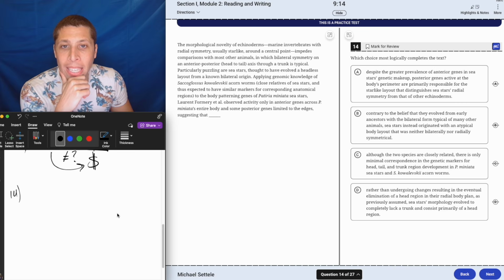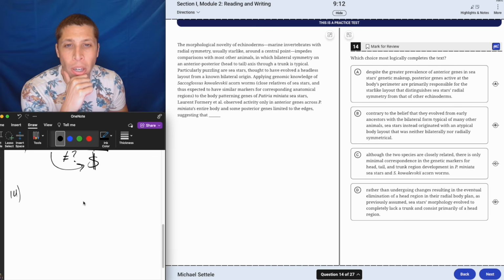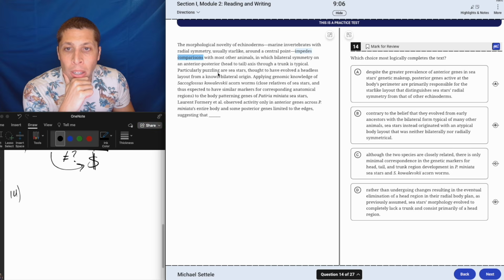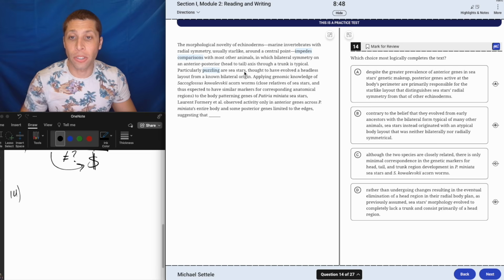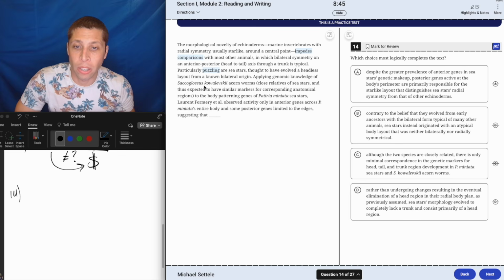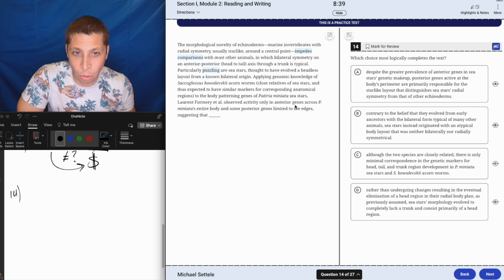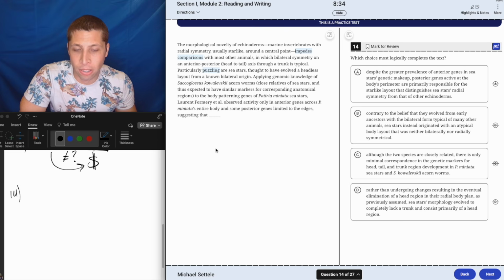Okay. Morphological novelty of echinoderms, marine invertebrates with radial symmetry, usually star-like around a central point, impedes comparisons with other animals. So impedes comparisons with most other animals in which bilateral symmetry on an anterior-posterior, head to tail axis through a trunk is typical. Particularly puzzling are sea stars, thought to have evolved a headless layout from a known bilateral origin. Applying genomic knowledge of acorn worms, close relatives of sea stars, and thus expecting similar markers for corresponding anatomical regions to the body patterning genes of this sea star. These people observed activity only in the anterior genes across the sea star's entire body, and some posterior genes limited to the edges.